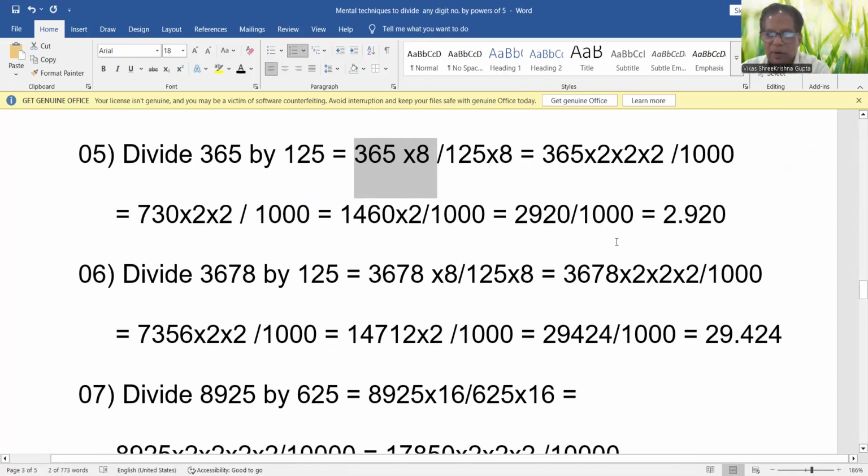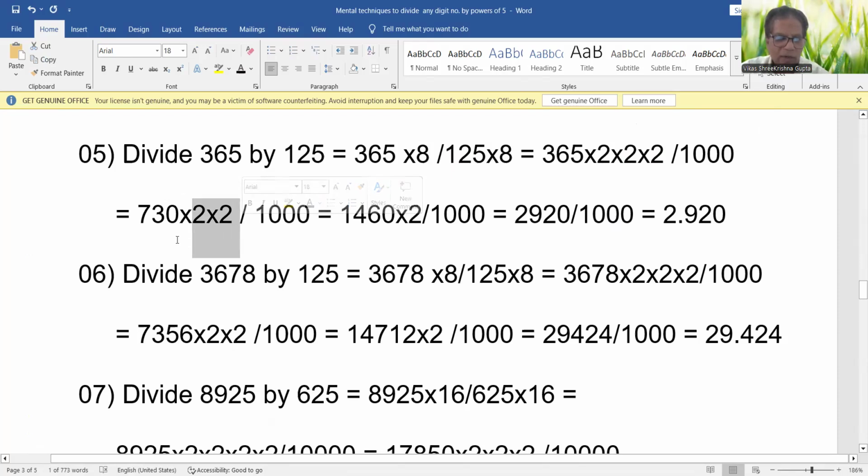So how to multiply the number by 8? 8 is equal to 2 into 2 into 2, 3 times 2. So you have to multiply the number 3 times by 2. Now 365 into 2 is the first multiplication. You see here 2 into 3 is 6, but the next two numbers are carry numbers. So 6 becomes 7, and 2 into 6 is 12. Next number is a carry number, so 2 becomes 3. And next 2 into 5 is, of course, 10. There is no number after that. So the answer is 730.